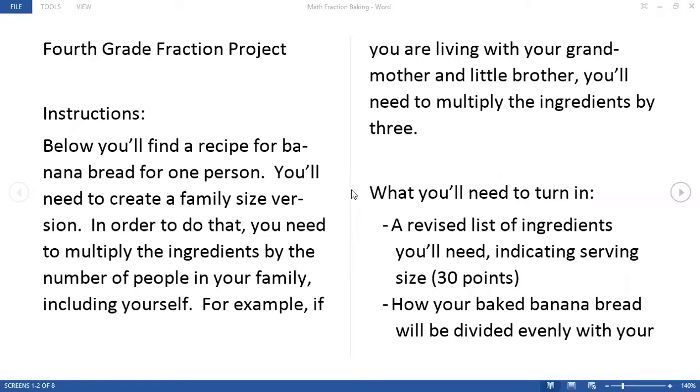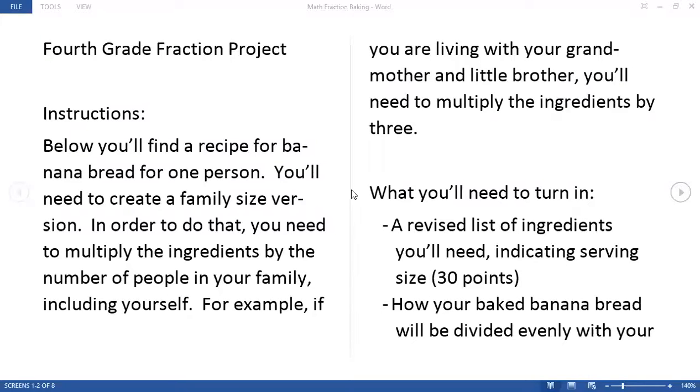Below, you're going to find a recipe for banana bread for one person. You'll need to create a family size version. So you're going to have to change the number of ingredients, and I will go over that in a bit. In order to do that, you need to multiply the ingredients by the number of people in your family, including yourself. For example, if you're living with your grandmother and little brother, you'll need to multiply the ingredients by 3.